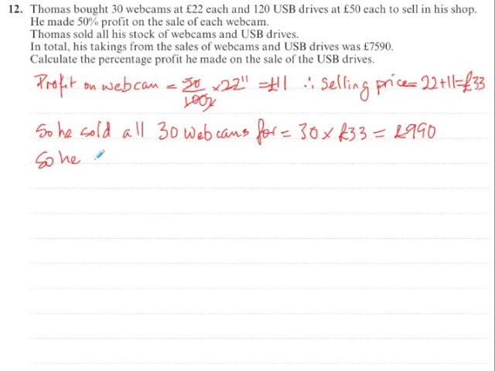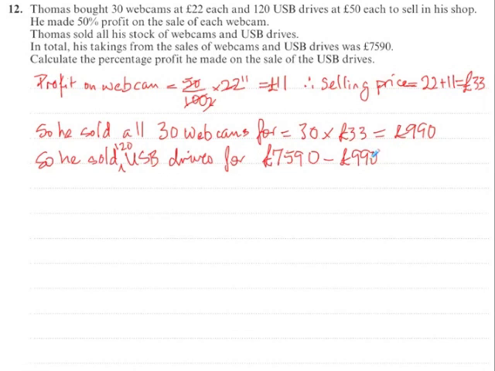He sold 120 USB drives for £7,590 minus 990, because that was the total for the USB drives and the webcams.